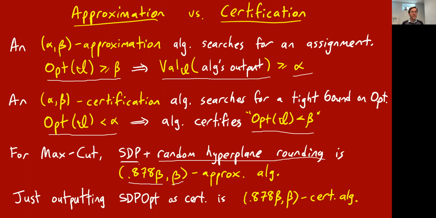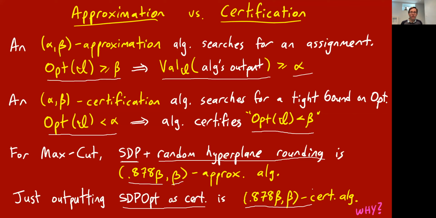On the other hand, there's a lesser thing you could do. You could just solve the SDP. Maybe you didn't even figure out this random hyperplane thing. You just figured out, oh, I can write down this SDP, which is a relaxation, and therefore the SDP optimum value is an upper bound on the true optimum. Just solving the SDP and outputting the SDP opt number is, I claim, a certification algorithm. Actually, that's clear that it's a certification algorithm, just because the SDP opt is an upper bound on the true opt. I also claim, though, that it's a certification algorithm that's 0.878 beta comma beta.